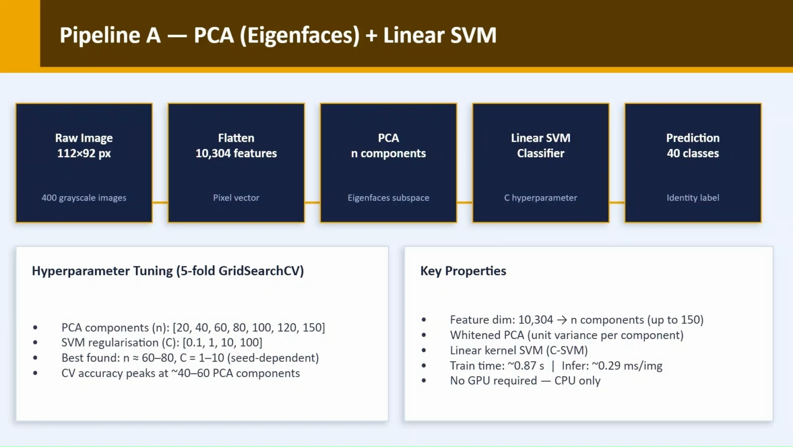Pipeline A follows 5 steps, and you can see them here. It starts with a raw image, 112 by 92 pixels, all in grayscale, then gets flattened into a single row of over 10,000 features. Then it goes to a principal component analysis, PCA. It looks at all 280 training faces and finds the directions where faces differ the most from each other. Those directions are literally called eigenfaces.